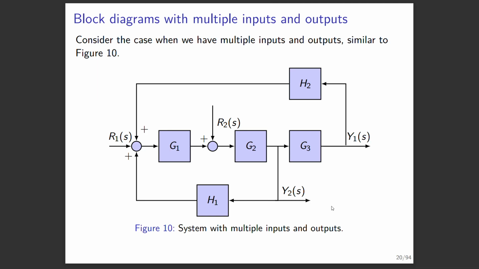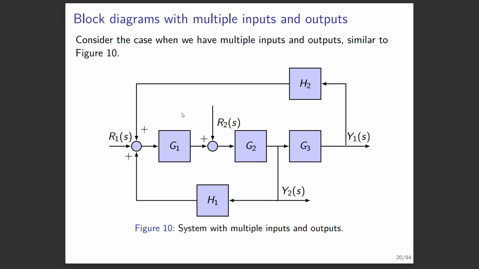So if somebody asks me, what is the transfer function in this case? I have to ask them, what do you mean by that? What do you mean by transfer function? Transfer function from which input to which output? Then if they say, well, from R1 to Y1, to find the transfer function between R1 and Y1, I simply assume that Y2 doesn't exist and R2 doesn't exist.